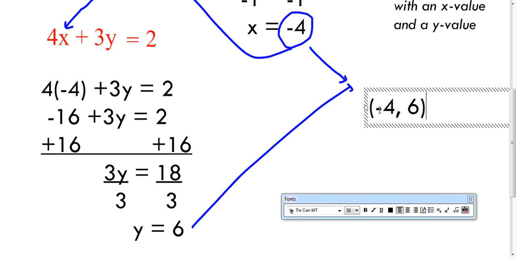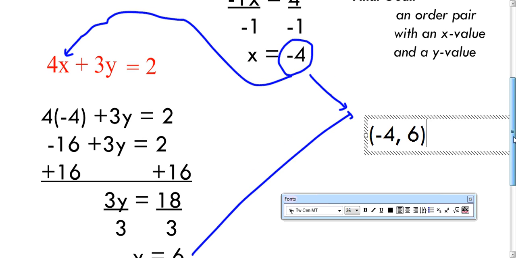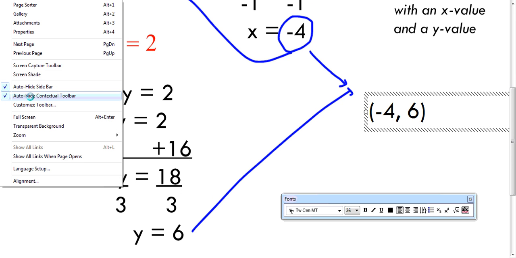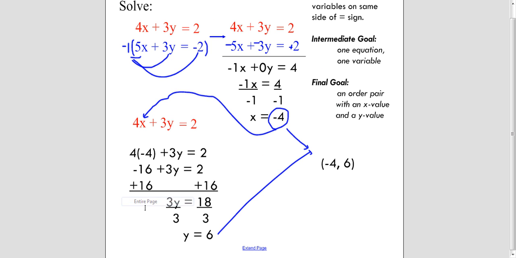So there's your answer, -4, 6. And you're done. Yay! And again, remember, when you're plugging in the -4, it does not matter. You could plug this -4 into either equation when you solve this out, and you'll still come out with a 6 if you're doing it correctly.